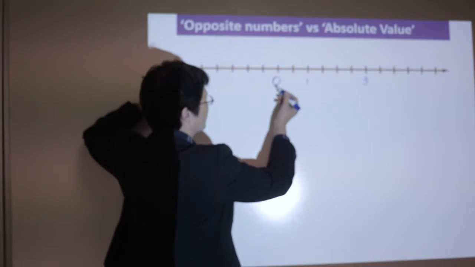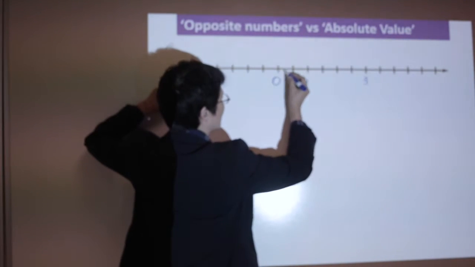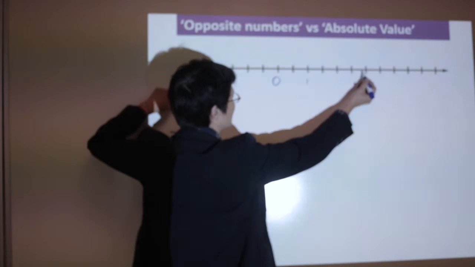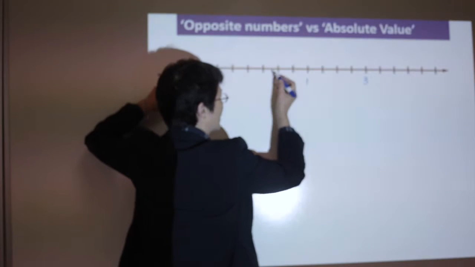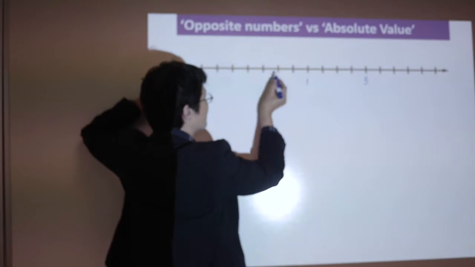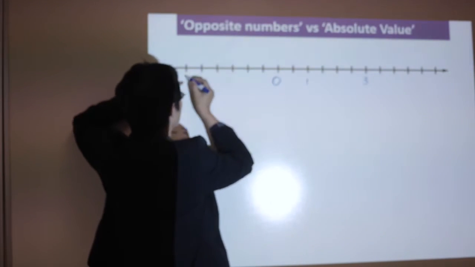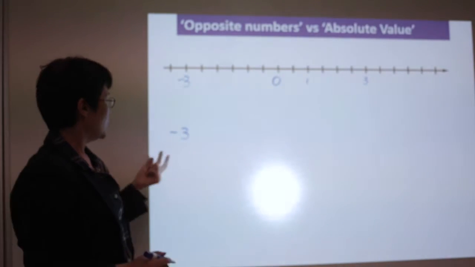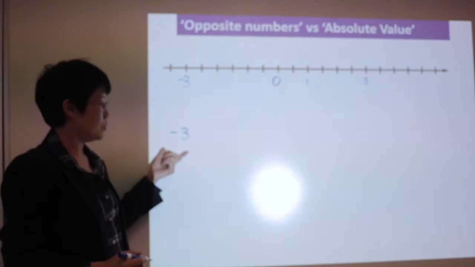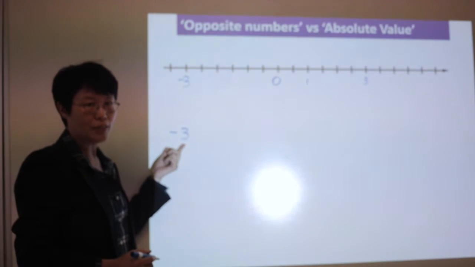From 0 to 3, we have 1 unit, 2 units, 3 units. So the opposite number of 3 is on the other side, but the same distance: 1 unit, 2 units, 3 units. Here's negative 3. So the opposite number of 3 is negative 3.